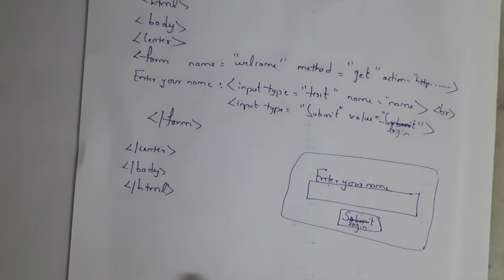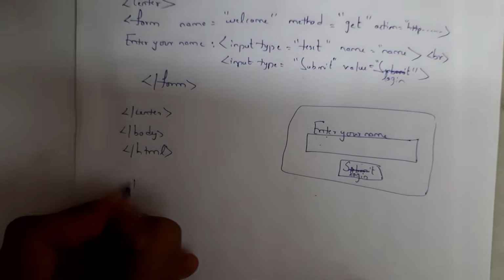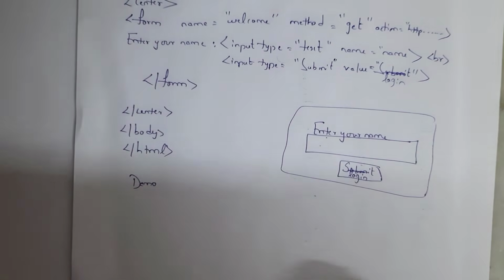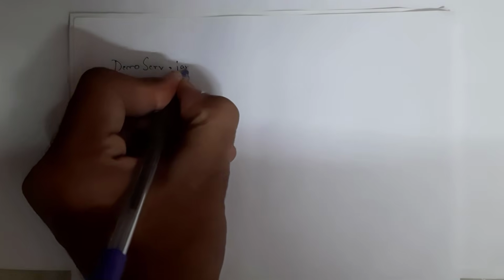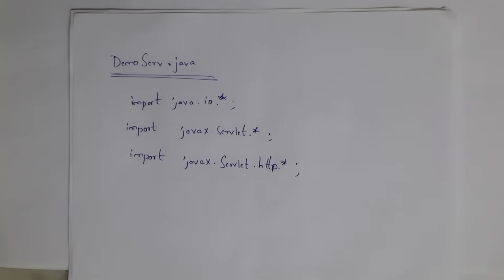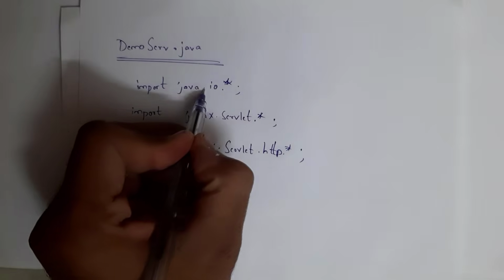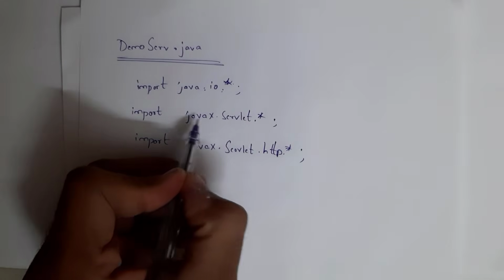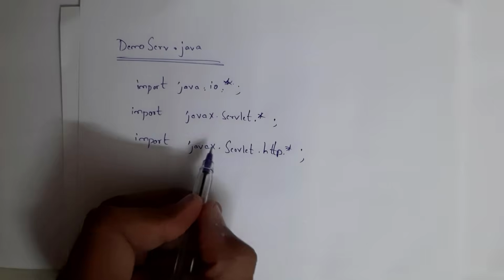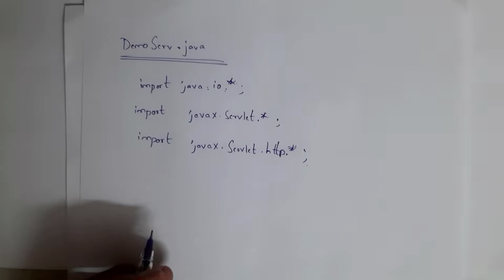After writing the HTML program, next you need to write the Java program. It is nothing but the servlet program, DemoServlet.java. This is the Java program. At first you need to import packages. I am importing 3 packages. First one is java.io.*, next one is javax.servlet.*, and third one is javax.servlet.http.*. These are the 3 packages that I have imported.